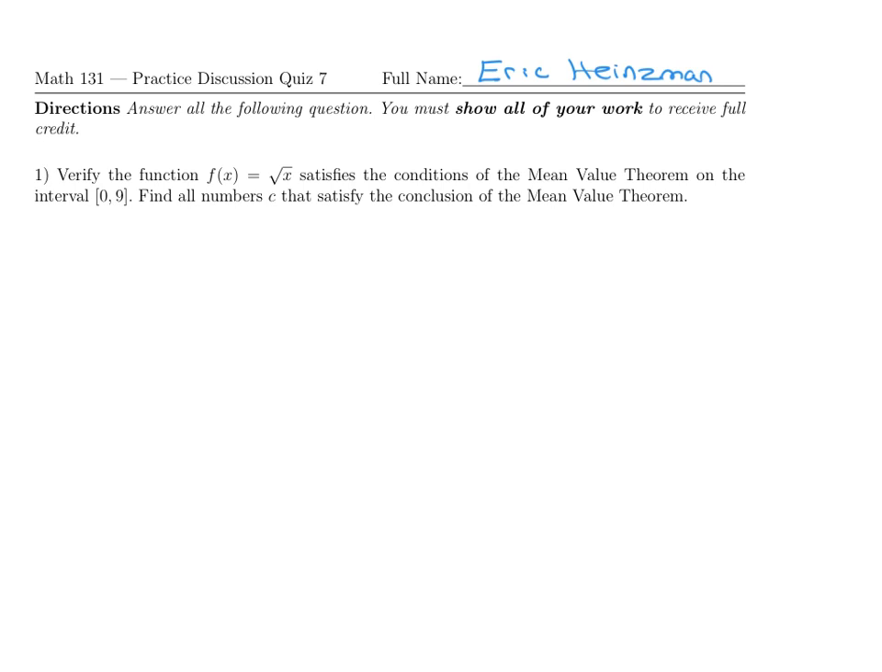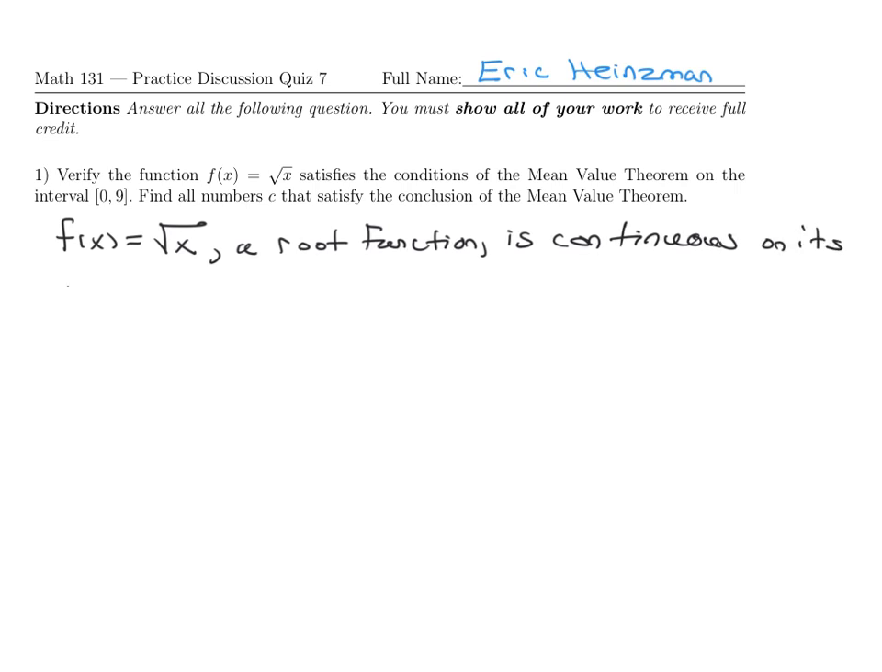Starting with the conditions, we need to know two things about the function f of x: that it's continuous on this interval and that it is differentiable within this interval. Both of these things are true, so I'm going to state that. I'll say that f of x equaling the square root of x, a root function, is continuous on its domain, which for the square root of x is from 0 to infinity.